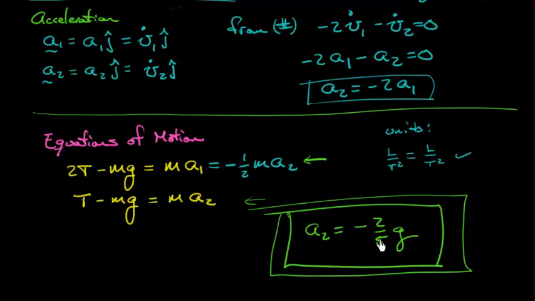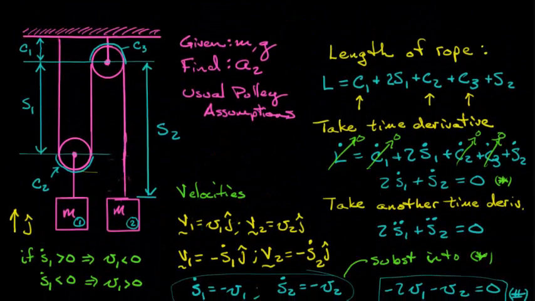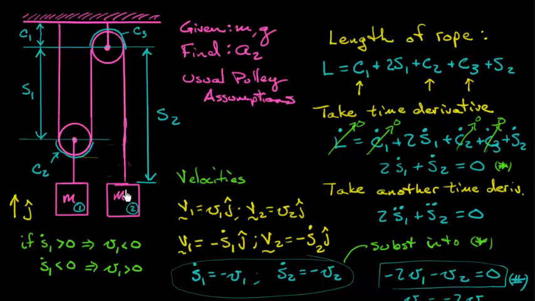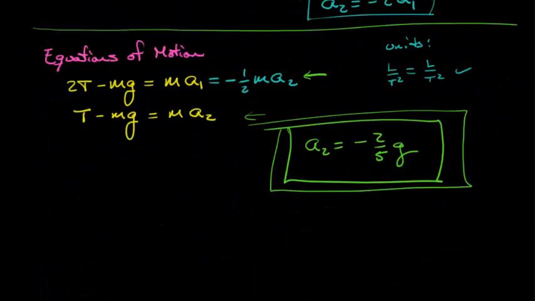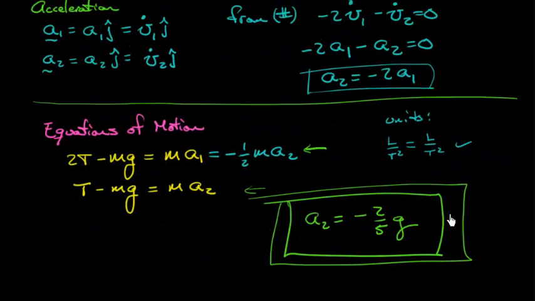Notice that A2 is negative. What does that mean? That means block number 2, when we release it from rest, has a negative acceleration. So it is going to accelerate downward. So it's going to pick up speed in the downward direction. So block 2 goes down, block 1 goes up at a rate half that, right? So 1/5 of a g upward, 2/5 of a g downward for block 2. And that, I believe, ends our story.